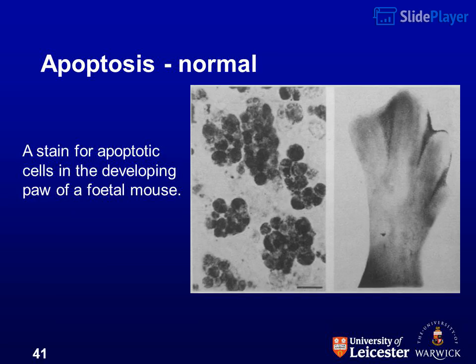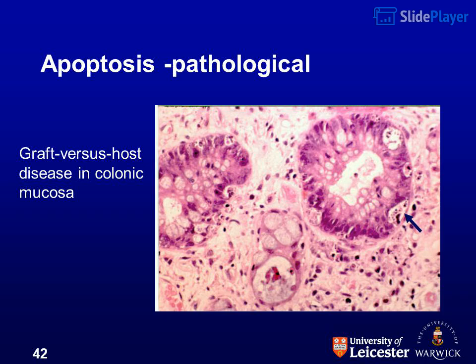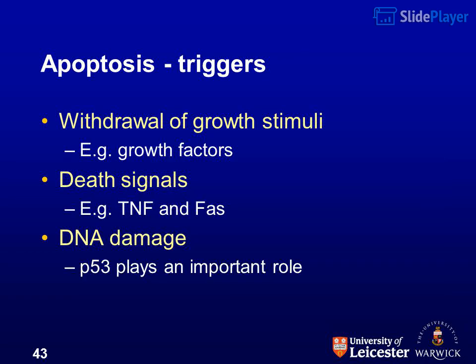Apoptosis, normal. A stain for apoptotic cells in the developing paw of a fetal mouse. Apoptosis pathological. Graft versus host disease in colonic mucosa. Apoptosis, triggers: withdrawal of growth stimuli, for example, growth factors; death signals, for example, TNF and FAS; DNA damage. P53 plays an important role.